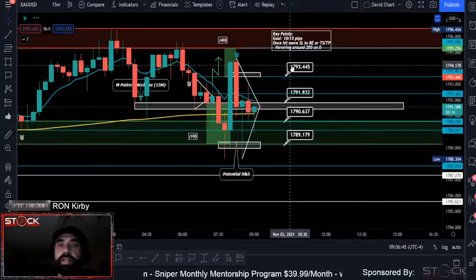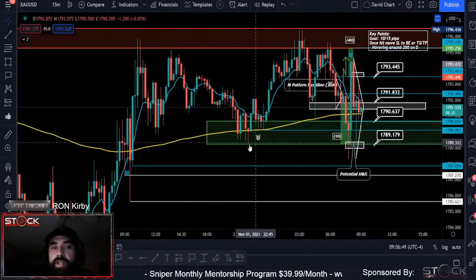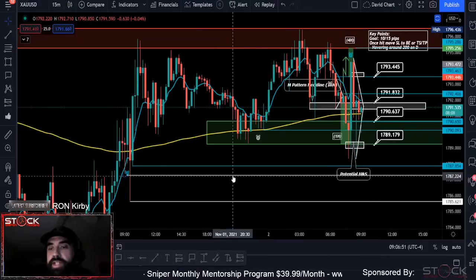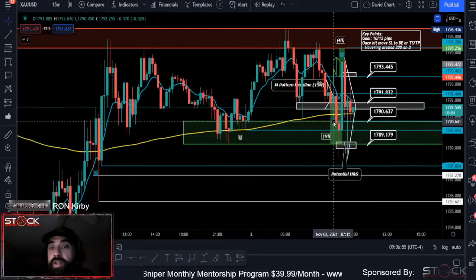Okay, let's look on the 15 minute and then we'll drop down. Okay. Key areas right here, guys, you can see. If it drops down, you're looking at 1787, it can continue, guys. It can really continue. All right.